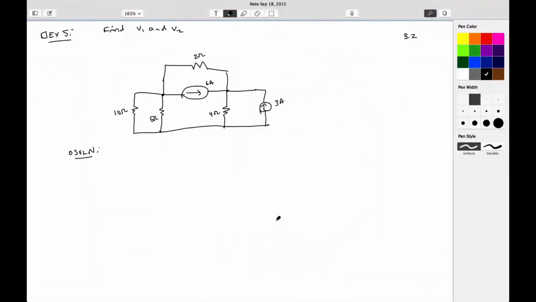Okay, this is example number 5 for this review, and it's just Alexander number 3-2. We had a homework problem similar to this. Surprise, surprise. And what you can see is that it wants me to find V1 and V2, and those are my node voltages.